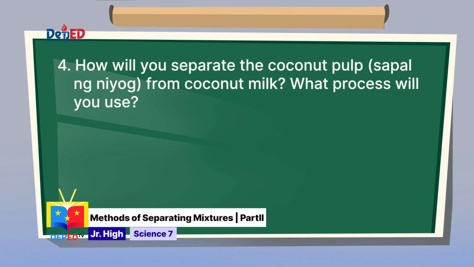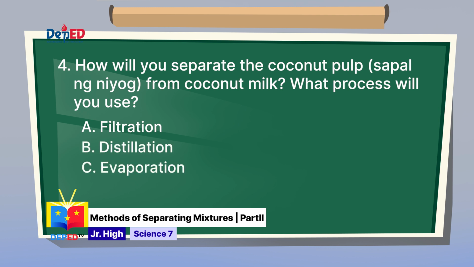Number 4. How will you separate the coconut pulp or sapal from coconut milk? What process will you use? A. Filtration. B. Distillation. C. Evaporation. D. Condensation. Coconut pulp can be separated from coconut milk using a strainer. The use of this tool describes a filtration technique. So, the correct answer is letter A, filtration.